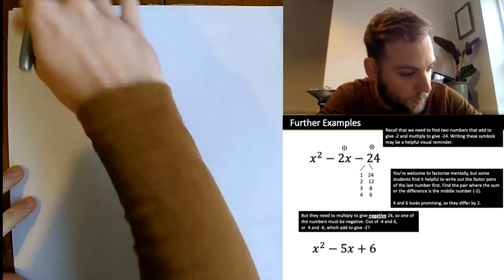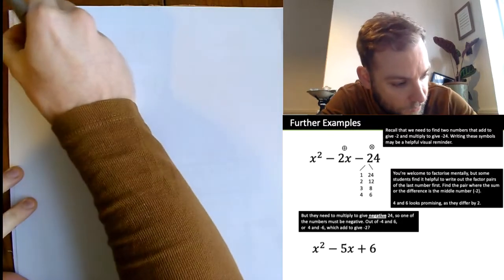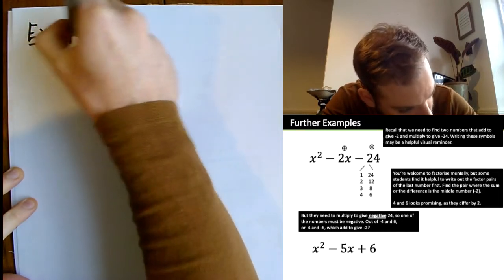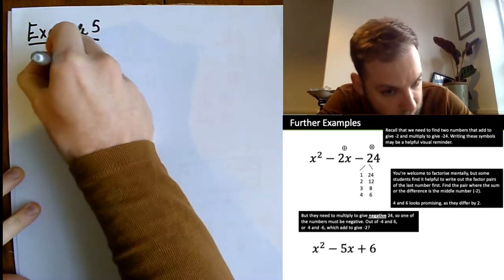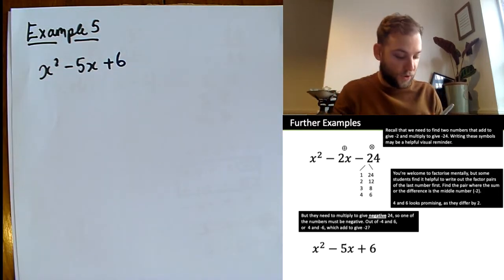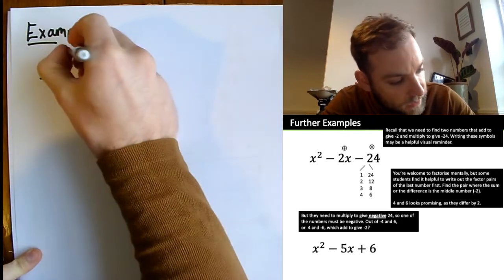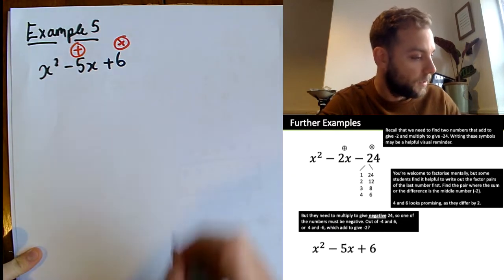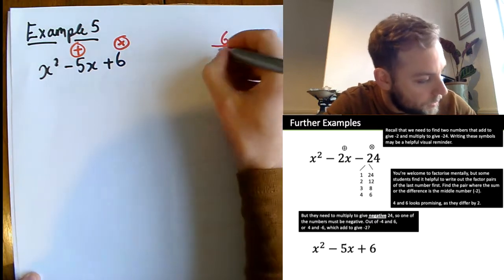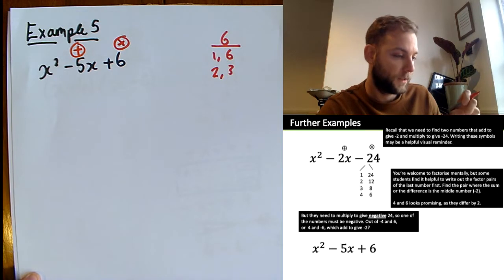So this one here is example 5. So here I've got x squared minus 5x plus 6. First thing I'm going to do is those multiples of that last number. So something that times together to make 6 and adds together to make minus 5. So here we've got 6. So it's going to be 1 and 6, 2 and 3. Stop there. Okay, because that's it.